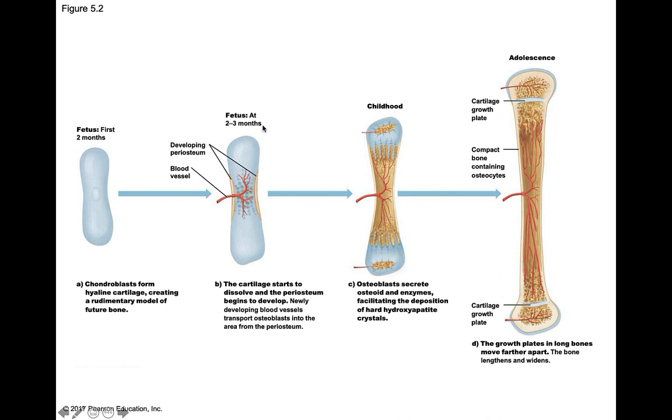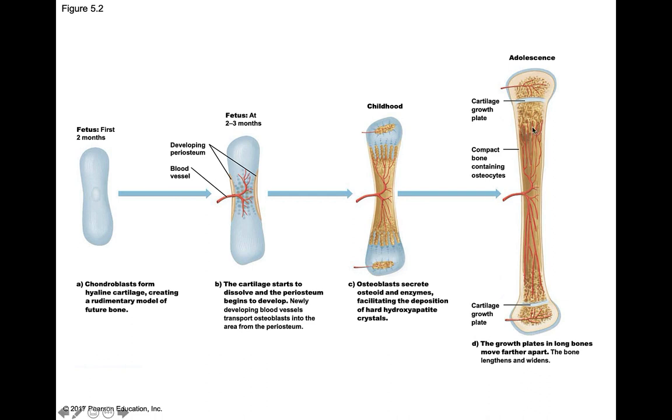At 2 to 3 months, we now start to see the periosteum starting to develop, and also look the beginning of blood vessels starting to come in. And that's going to be moving osteoblasts into the area from the periosteum. During childhood, these osteoblasts are now secreting osteoid and enzymes, and what that does, that facilitates the deposition of hydroxyapatite crystals, and that really is the bony matrix. Okay, so it's a combination of calcium and phosphorus together that forms the overall bone.